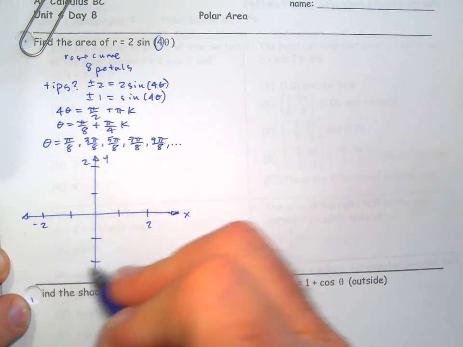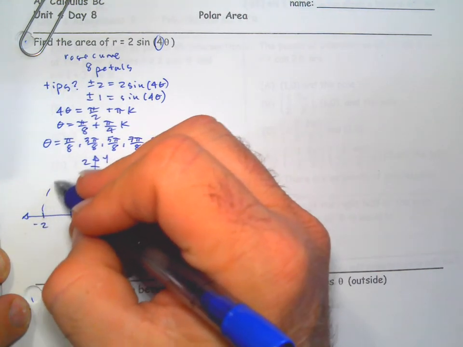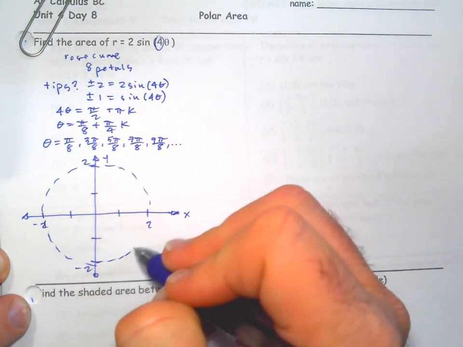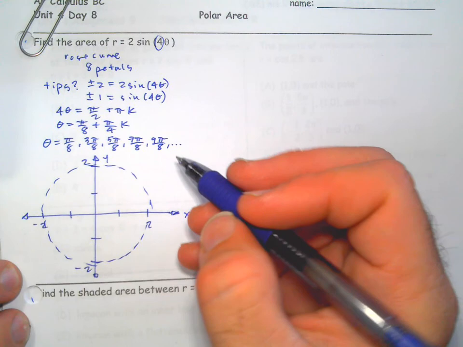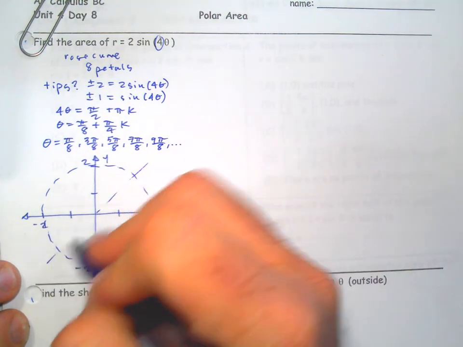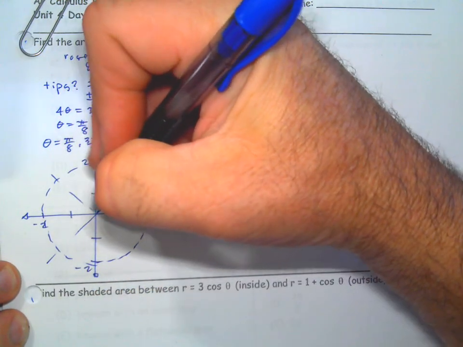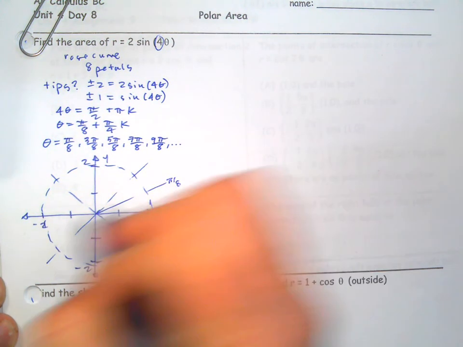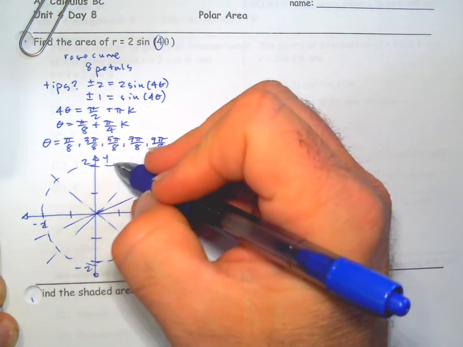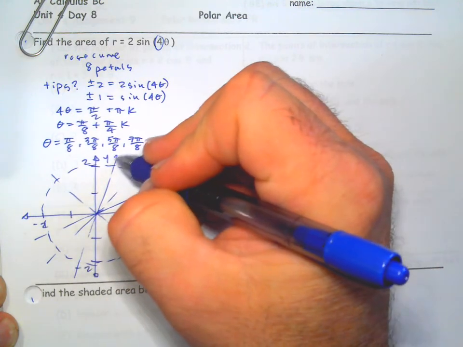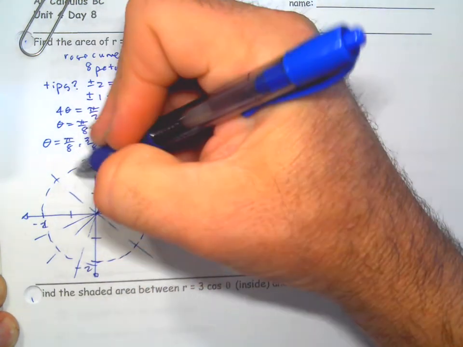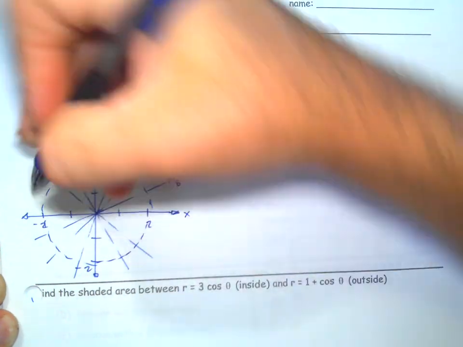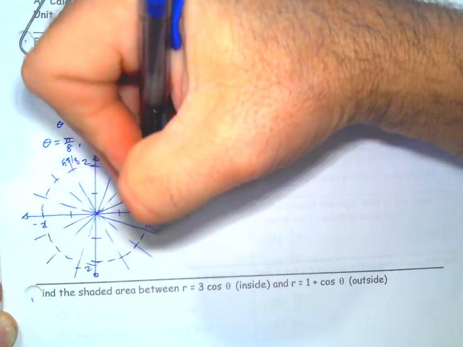So I'm going to sketch a circle that roughly fits, that our rose curve will fit inside of. So pi over 8. We need to do pi over 4, and pi over 8 is going to be halfway between those. So there's pi over 8. And then here's 3 pi over 8. And here's 5 pi over 8. And here's 7 pi over 8.